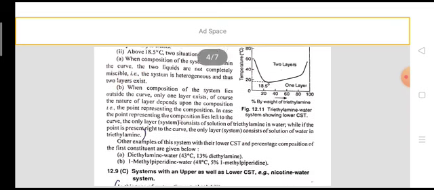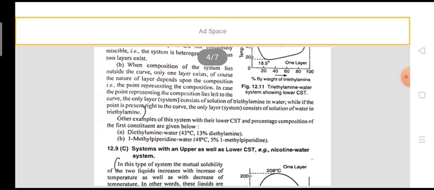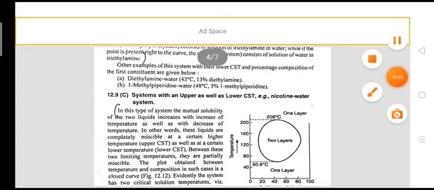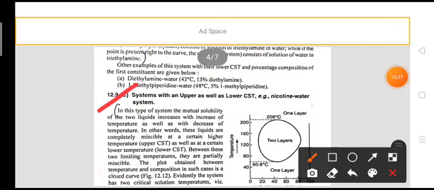So there are other examples also there, but it is not necessary for our discussion. So next, another topic, system with an upper as well as lower CST. System with an upper as well as lower CST, that is a nicotine water system.